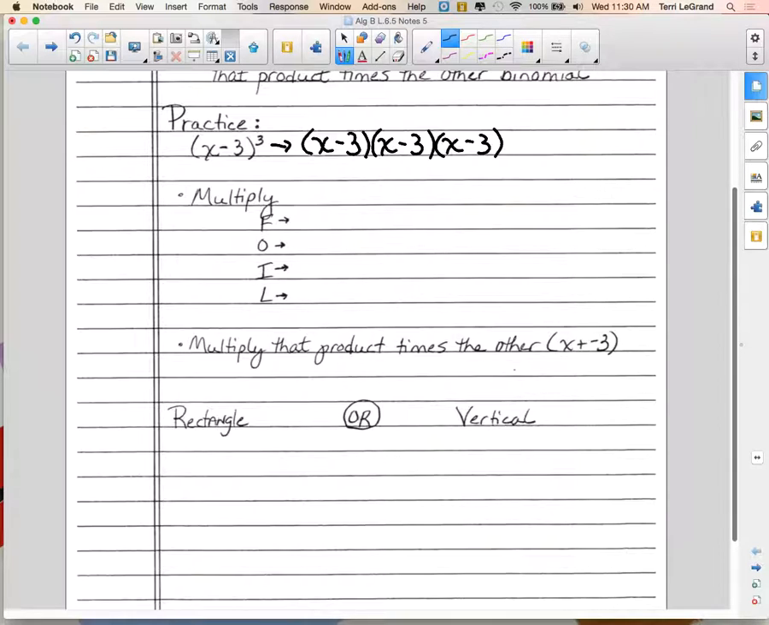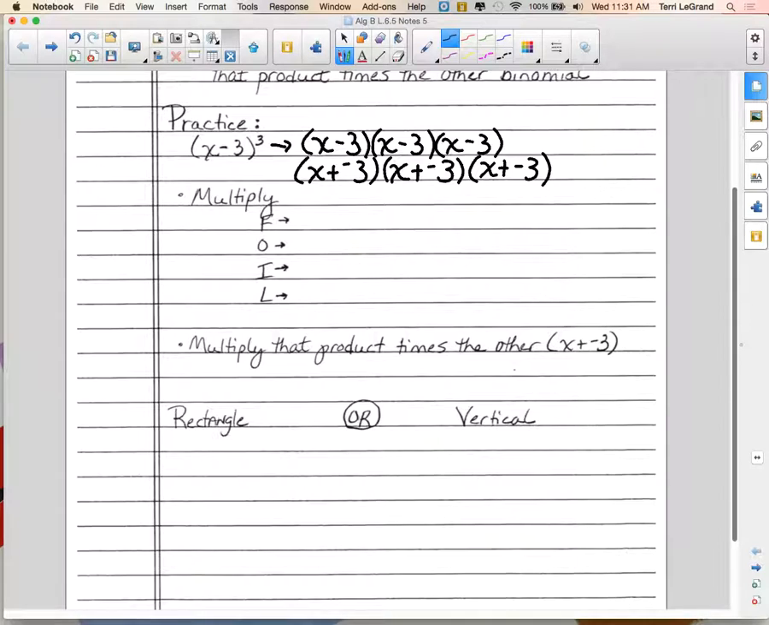So let's change this now to add the opposite. So x plus negative 3 for all of them. And we're not going to use FOIL with all 3 of them at the same time. We're not going to say, well, we'll take the first from all of them, then we'll take the outside of all of them, then we'll take the very inside of all of them, and then we'll take the last. No, we can't do that.